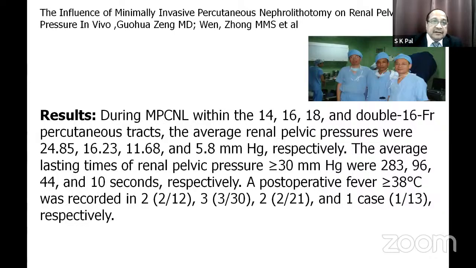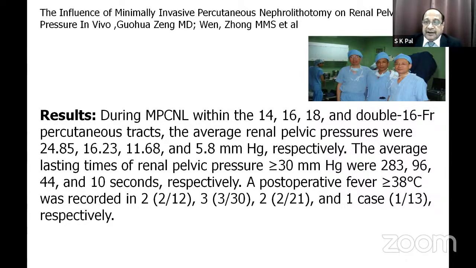This was studied by this paper regarding the pelvic pressures. During mini PCNL, they studied four types of PCNL and the pressure: 14 French sheaths, 16 French sheaths, 18 French sheaths, and in the last case, they placed two 16 French sheaths. From one, the fluid was going in, and from the other, the fluid was draining out.